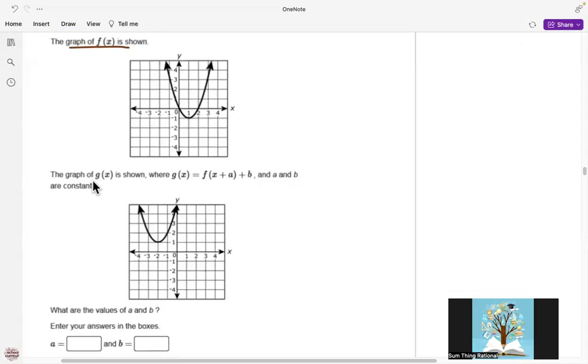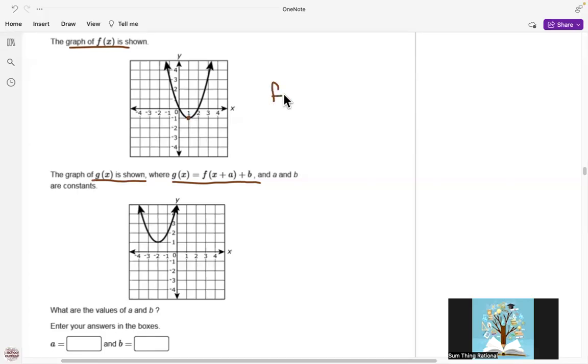In the second graph, g of x is given to us, but g of x is obtained by some changes of f of x. We did some changes on f of x and we obtained g of x. So they are asking what those changes are. What is the value of a and what is the value of b? To solve this type of question, let's write the equation of f of x first.